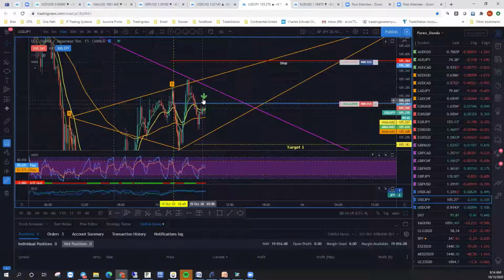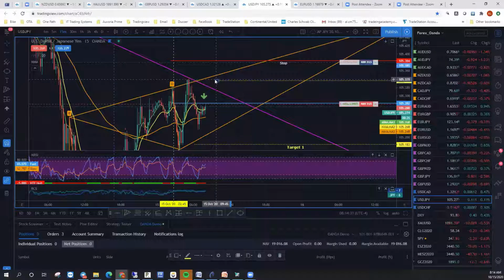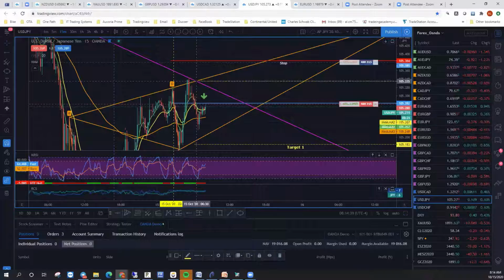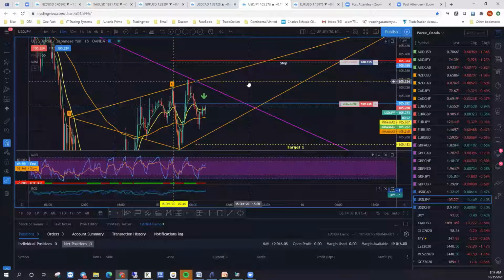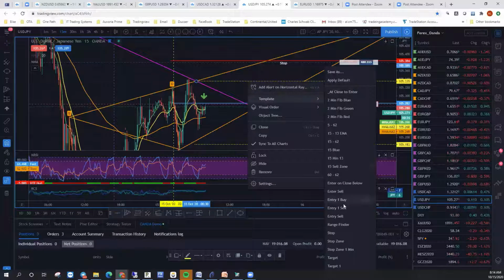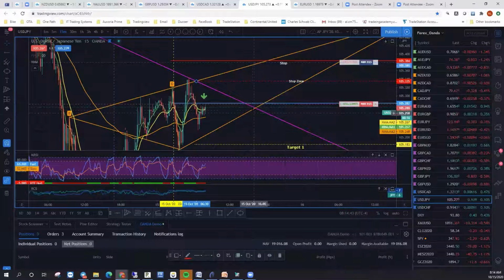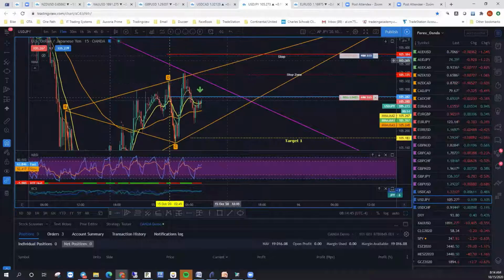But on the upside, if I get stopped out and it breaks this upper trend line, if it breaks this point right here, this intersection right here between these two points, if it breaks that, then we're looking at a possible change in direction. I'll put this as a caution area. A visual stop. So that's the way I'm looking at that one.